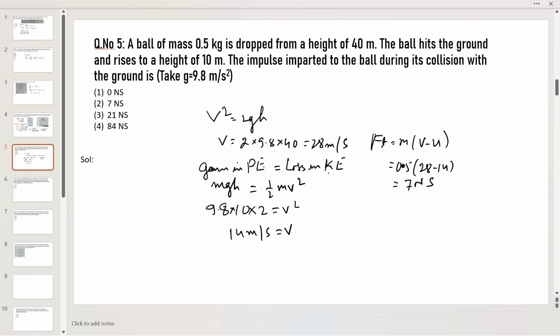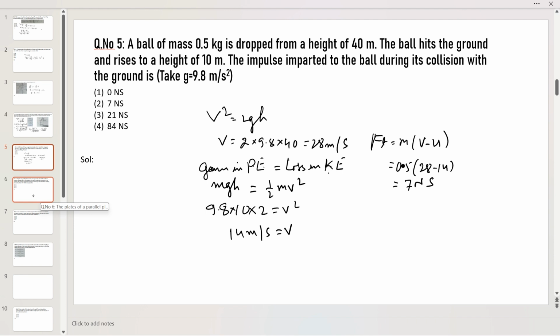Because when the ball drops, then just before striking, your velocity will be this one, and after striking the ball, after hitting the ball, there is gain in potential energy, but there is loss in kinetic energy. So after collision, this is your velocity after collision. So your impulse, that is m (v minus u), that is 28 minus 14, that is 7 Newton second.